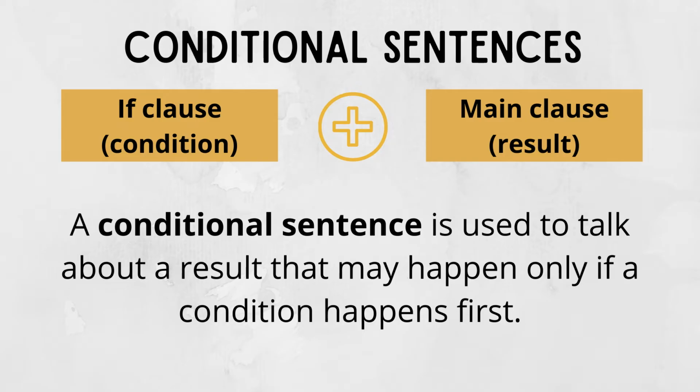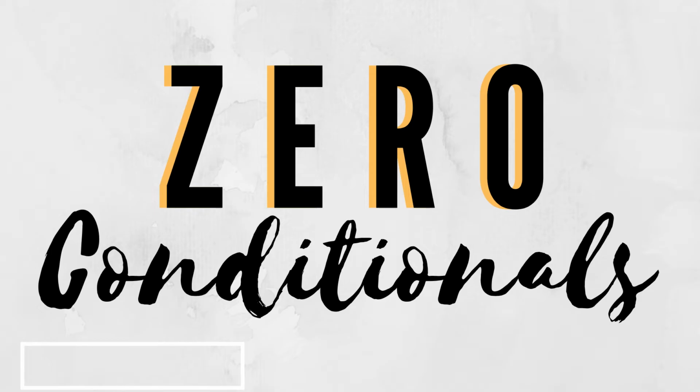Lahat ng conditional sentences ay composed of two parts. If clause that shows condition and is our dependent clause, and main clause that shows the result and is our independent clause. A conditional sentence is used to talk about a result that may happen only if a condition happens first. Again, we have four types of conditionals, and in this video, we're going to focus on zero conditionals.